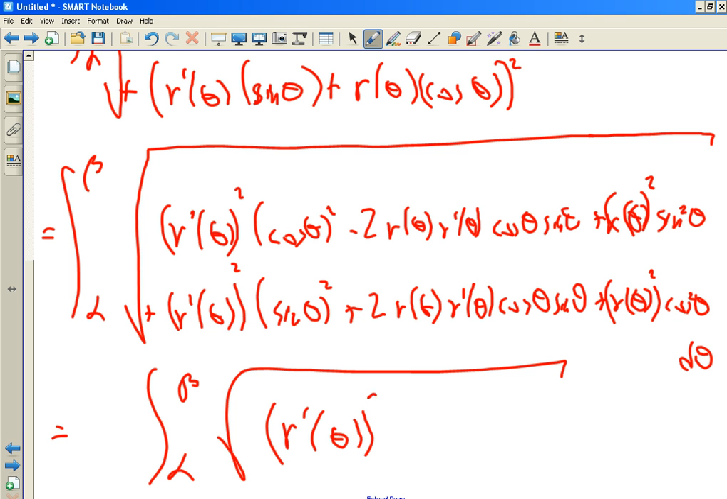Wait, I missed that step. Look, this middle stuff is gone, right? If you add these two, you can factor out the r squared. What's left? That's 1. Same thing here. You can factor out the r prime squared, and you're left with 1. So, ta-da, done.